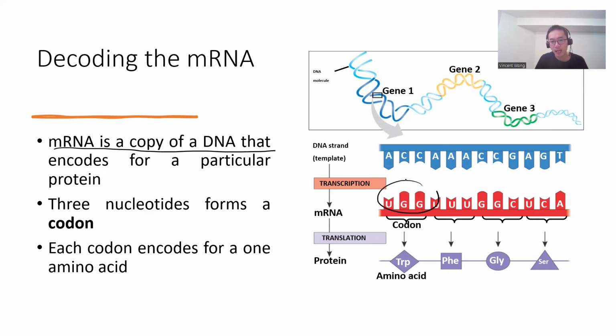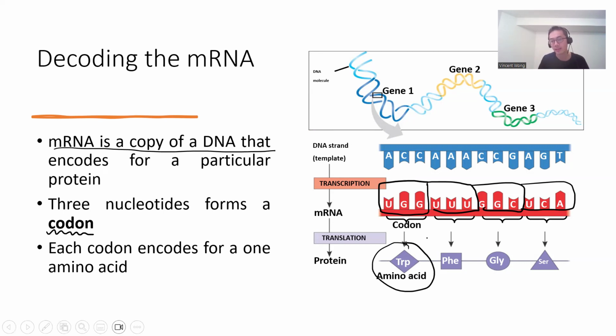But what does UGG actually mean? Well, it turns out we read the nucleotides in triplets. That's one triplet, another triplet, and so on. Each triplet, every 3 nucleotides, is called a codon. And every codon codes for a particular amino acid. So UGG over here codes for the amino acid TRP. It's tryptophan.